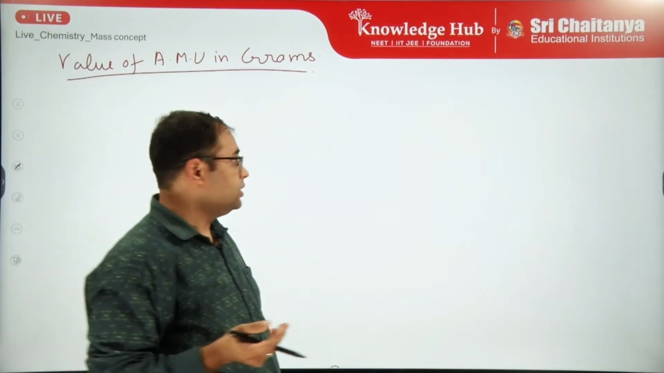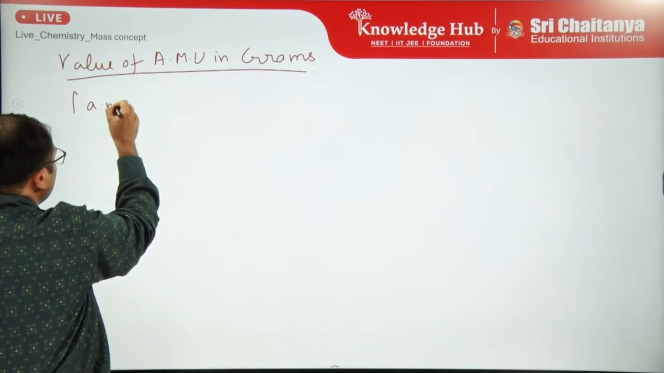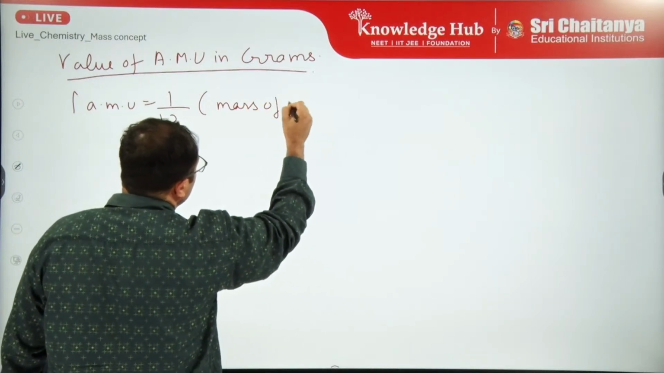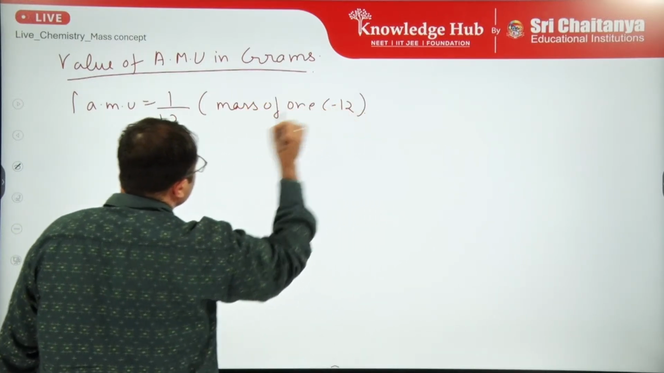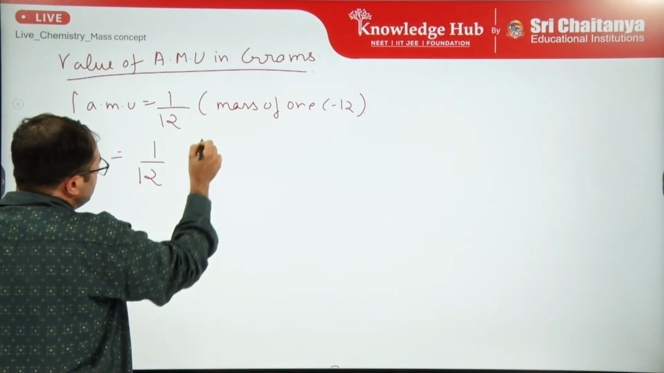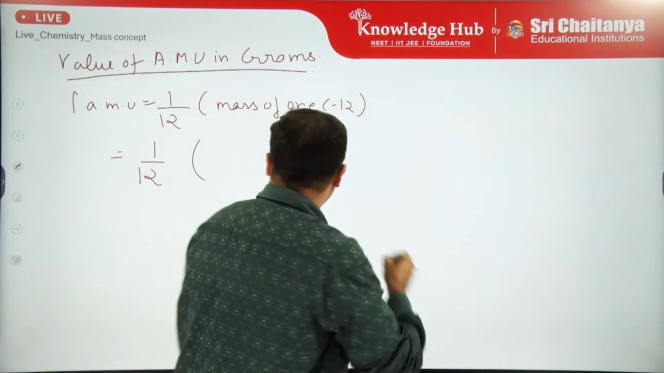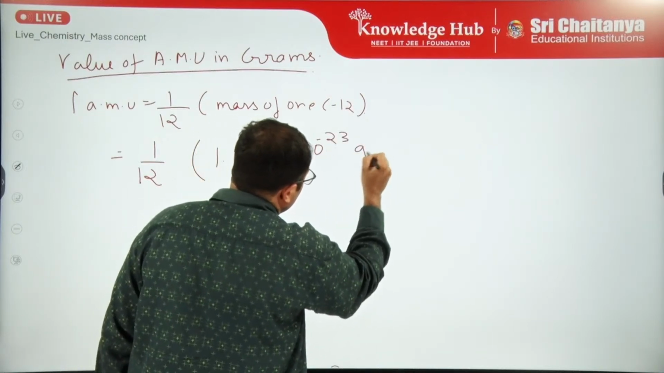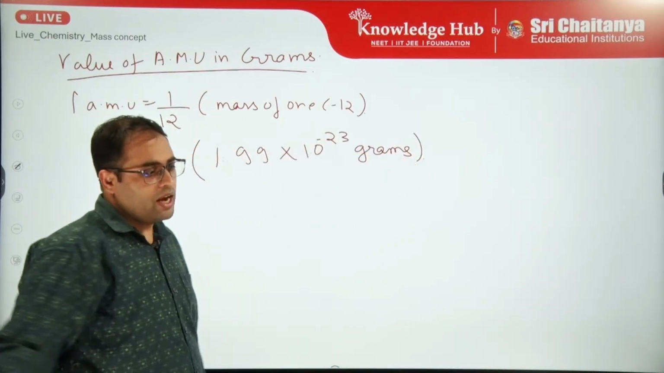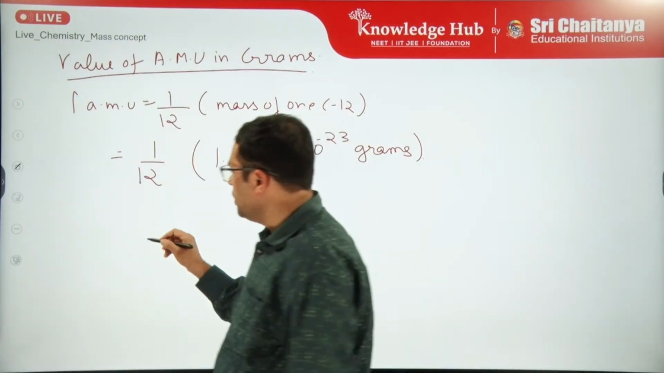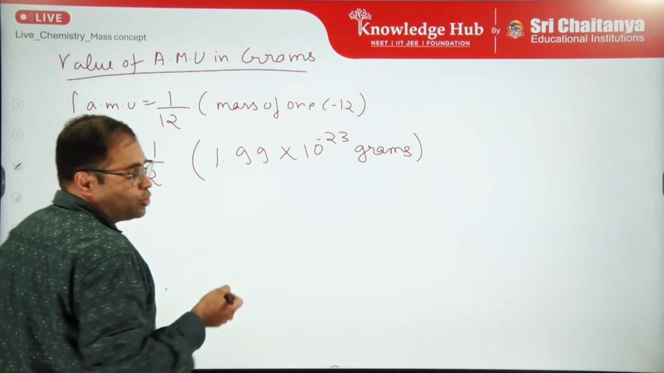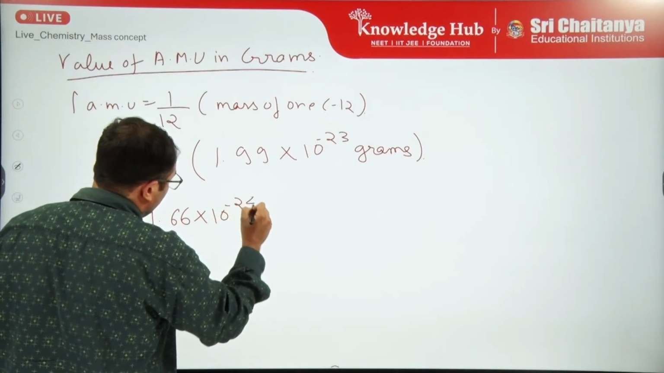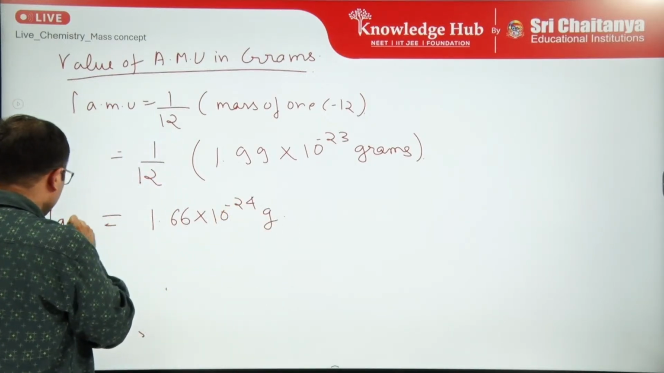How will you go about it? Simply, I told you that 1 AMU is 1/12 the mass of 1 carbon 12. Right. The mass of 1 carbon 12 is around 1.99 into 10 raised to power minus 23 grams, right? It is around this much. So if you divide this by 12, you will get a value around 1.66 into 10 raised to power minus 24 grams as 1 AMU.